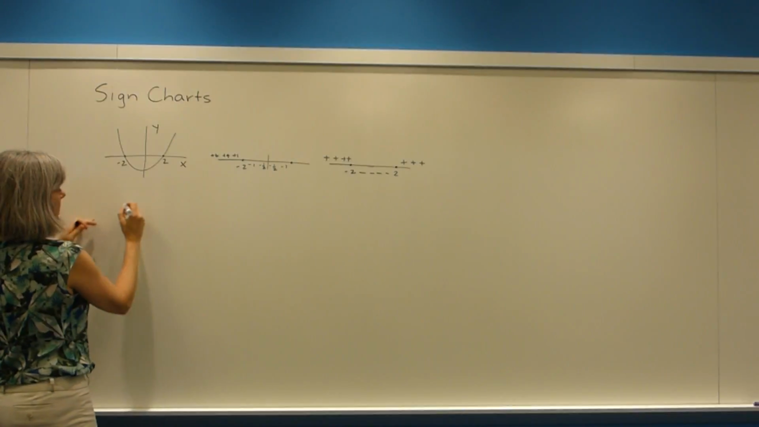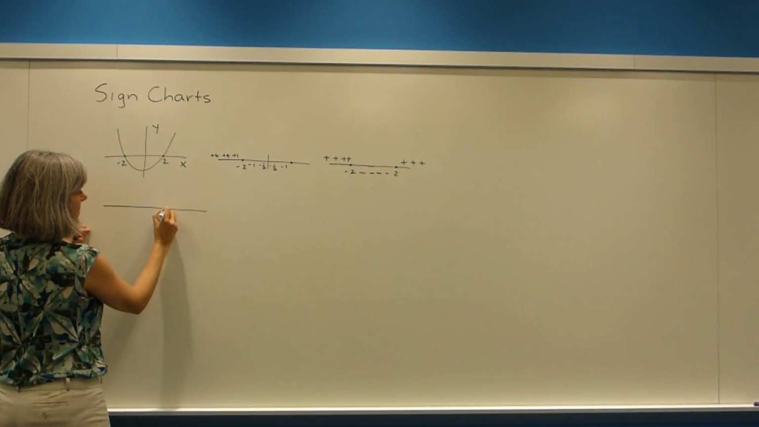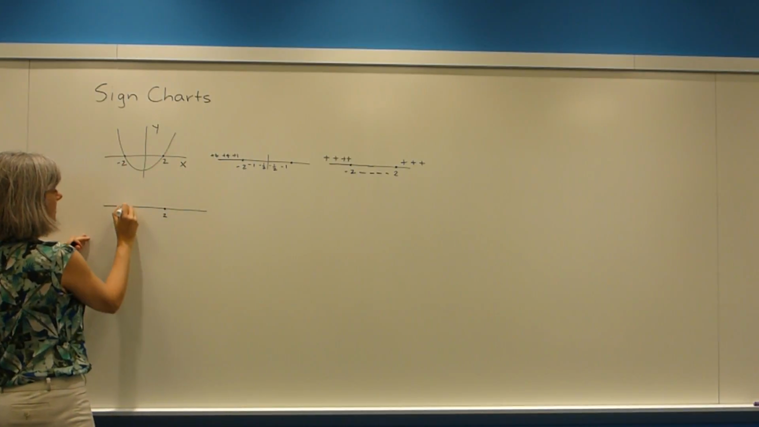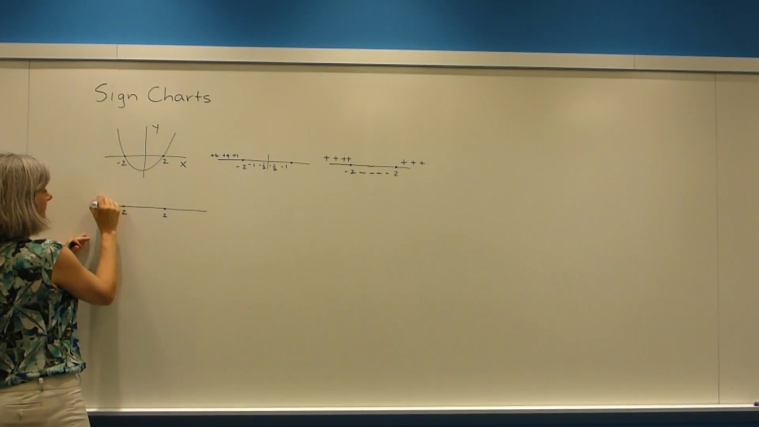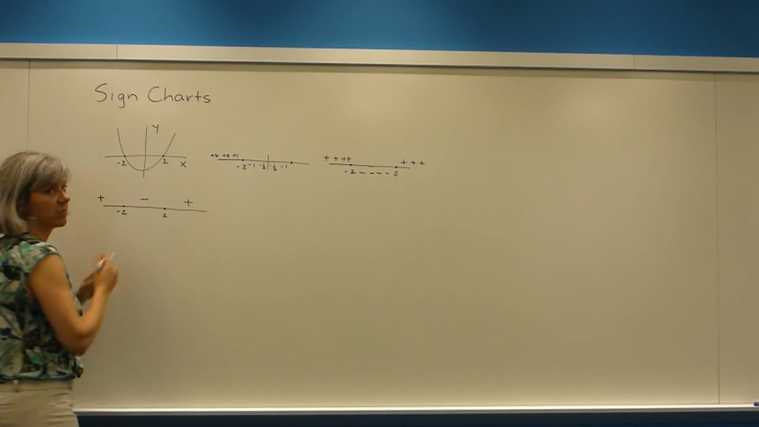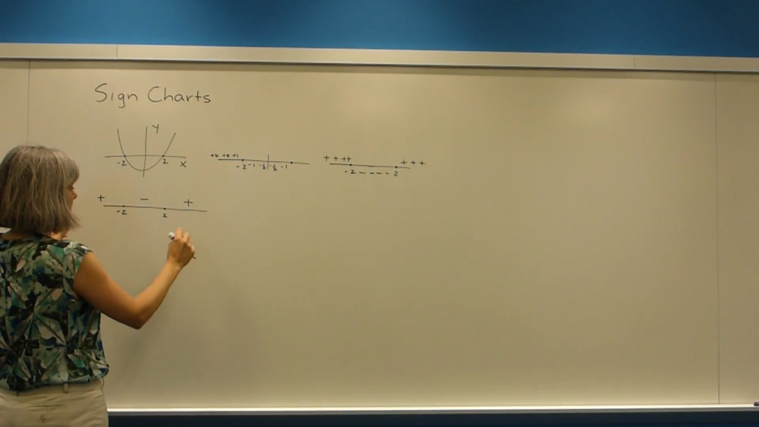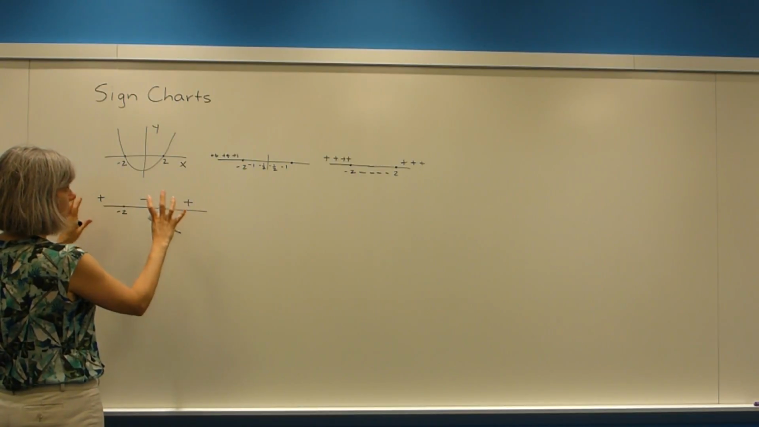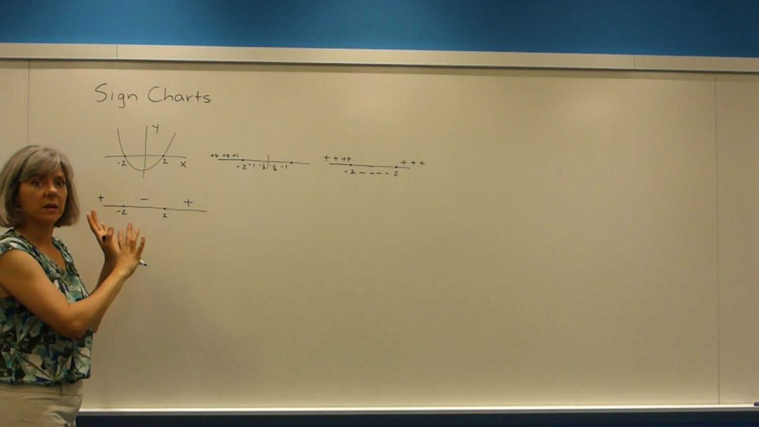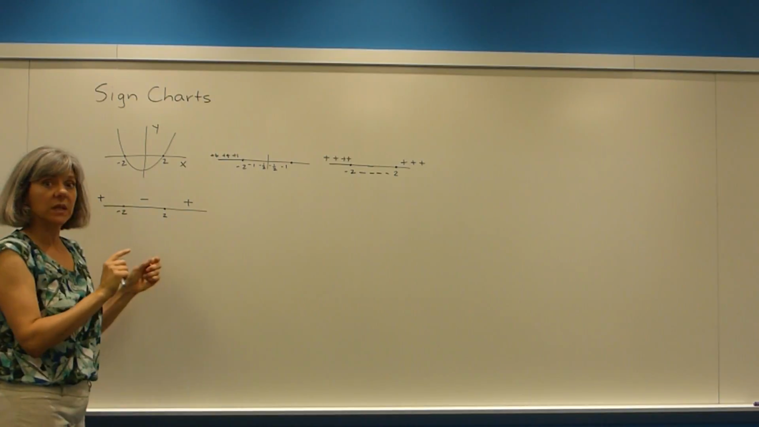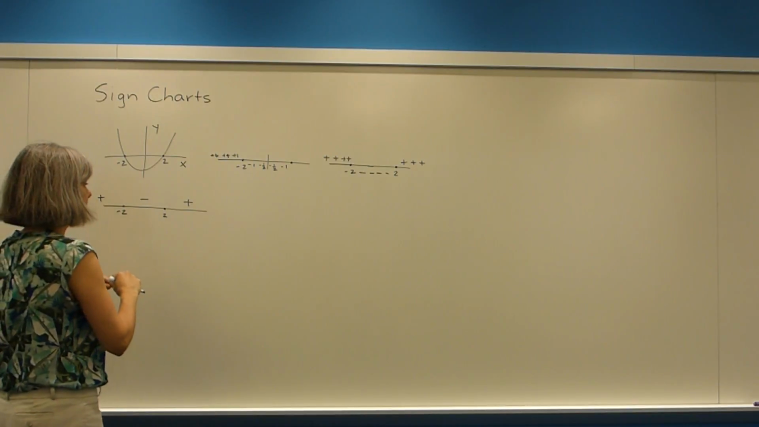So we're going to take this graph, and I'm going to line it up underneath here. So here's our 2, and here's the -2. And we have plus here, minus here, and plus here. If you prefer to put more pluses and more minuses, that's totally fine. But the idea is now I know a lot about this graph without actually graphing it, which is kind of cool. So I can answer a lot of interesting questions this way.